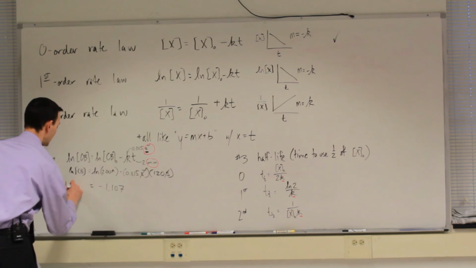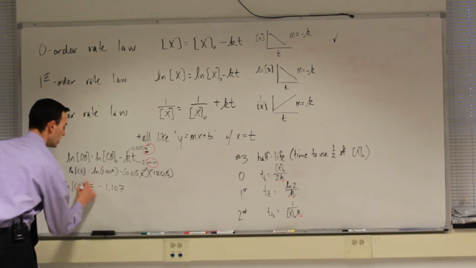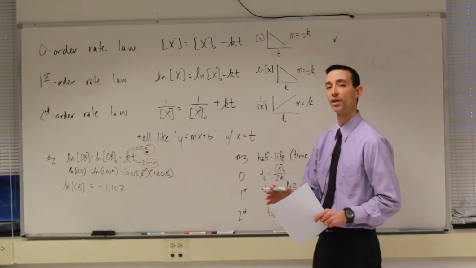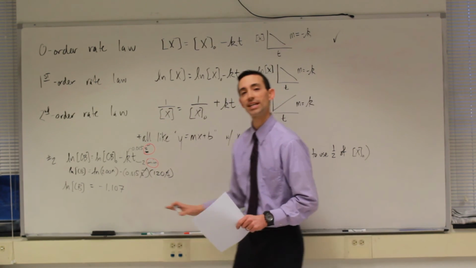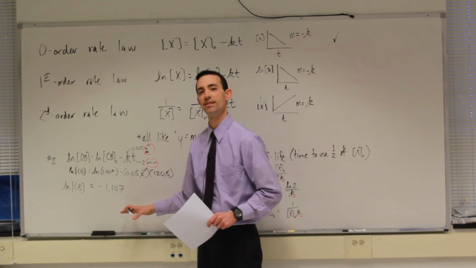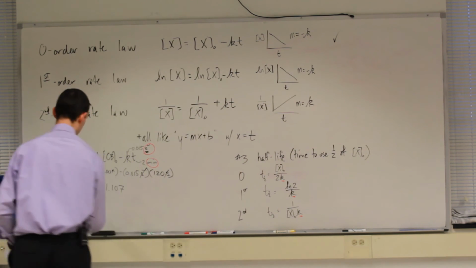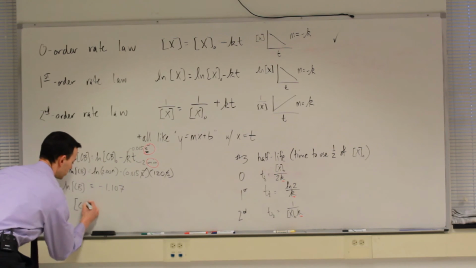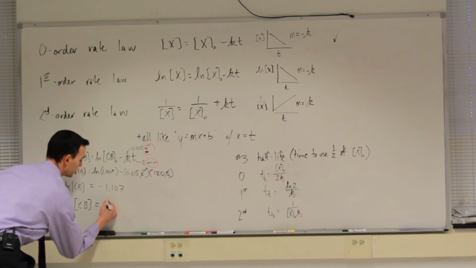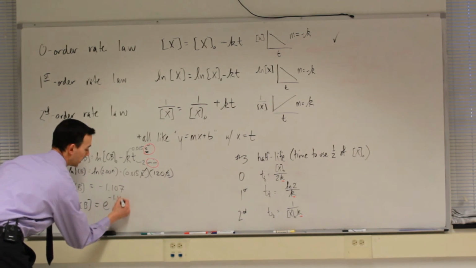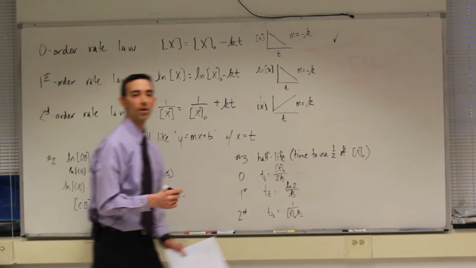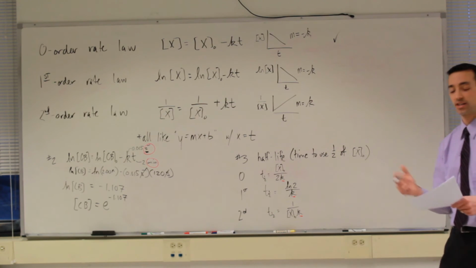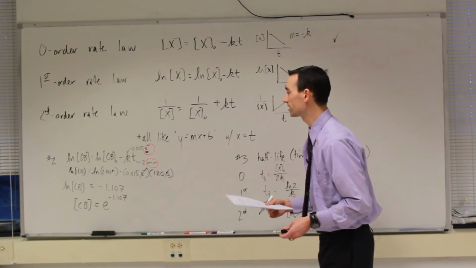So that clearly can't be the concentration of cyclobutane, because anything's concentration can never drop below 0. But that's not what our equation says, is it? Our equation says this is the natural logarithm of the concentration. So the concentration would be found by using the natural exponent, e to the negative 1.107. So I'll leave that to you to calculate, and don't forget to put on the units that would be appropriate for the concentration.